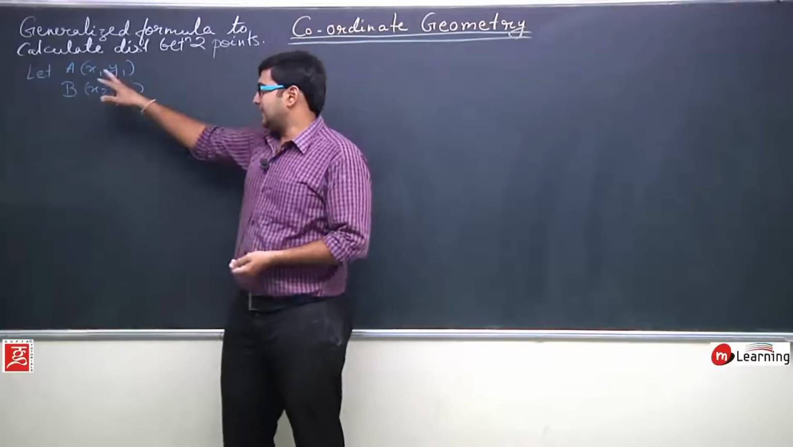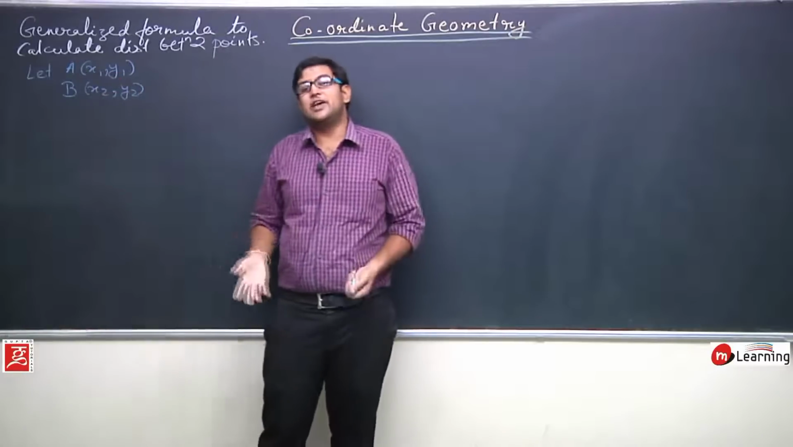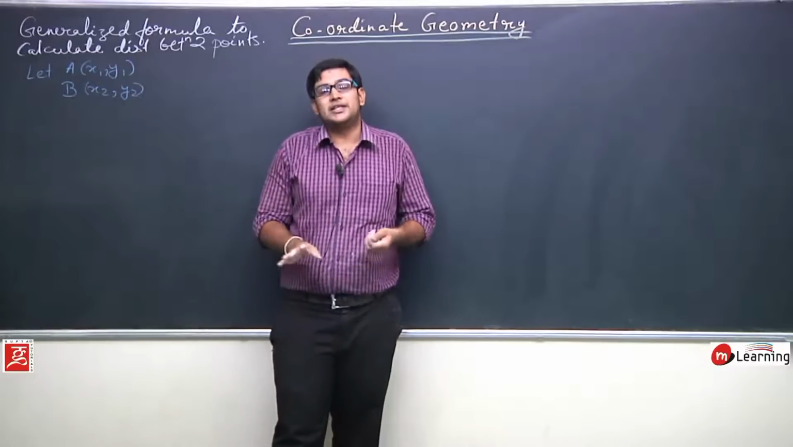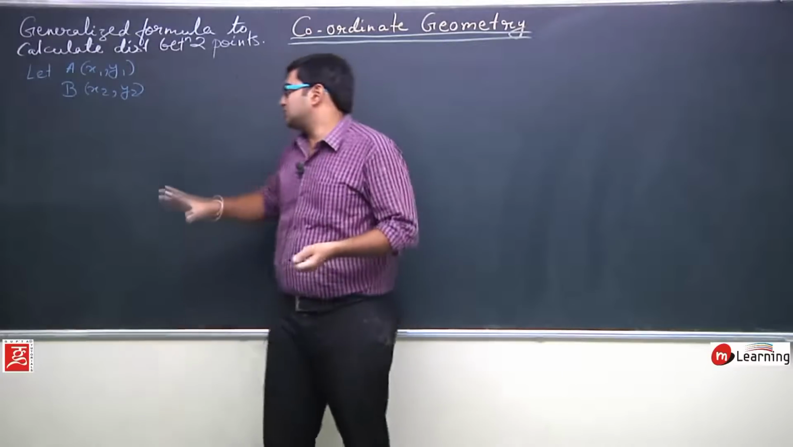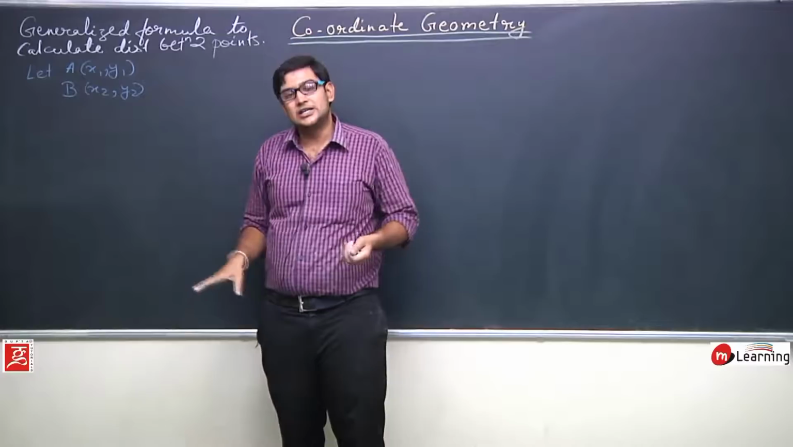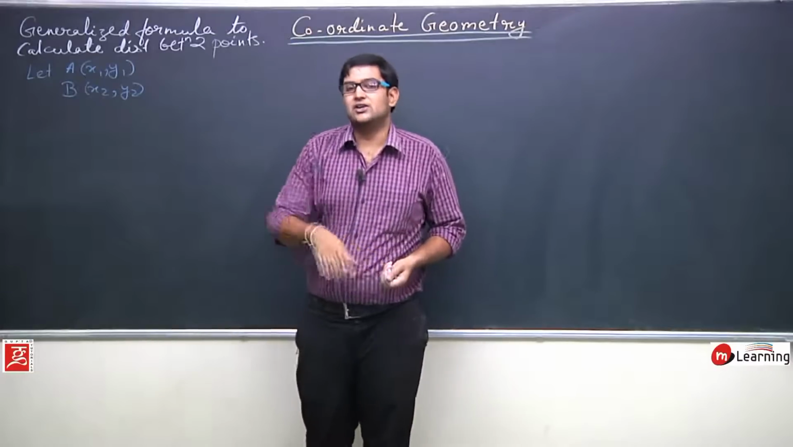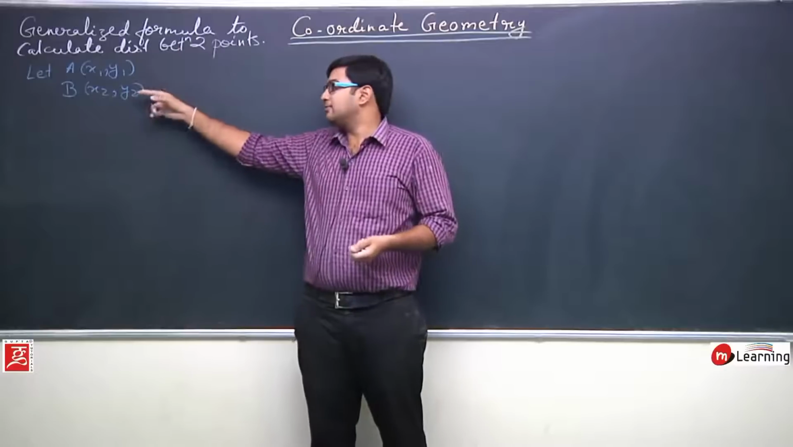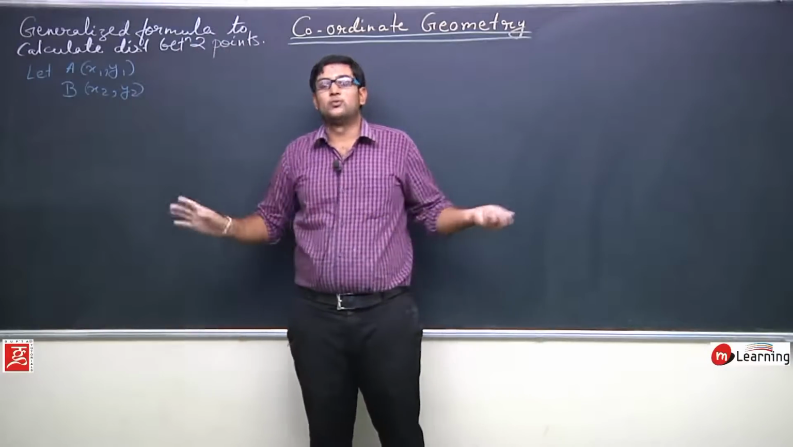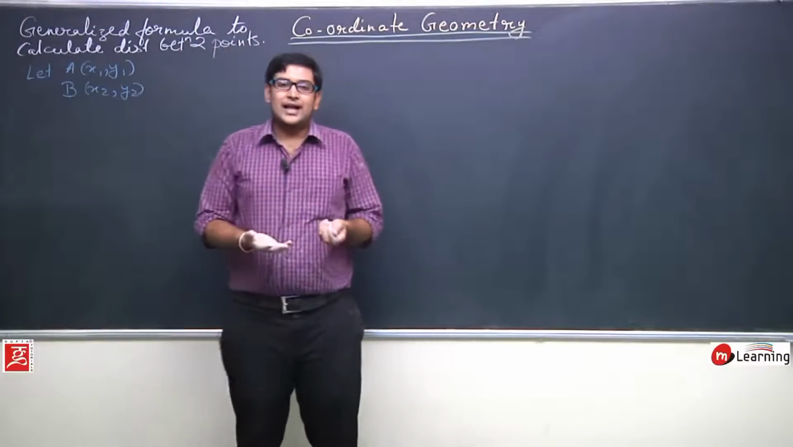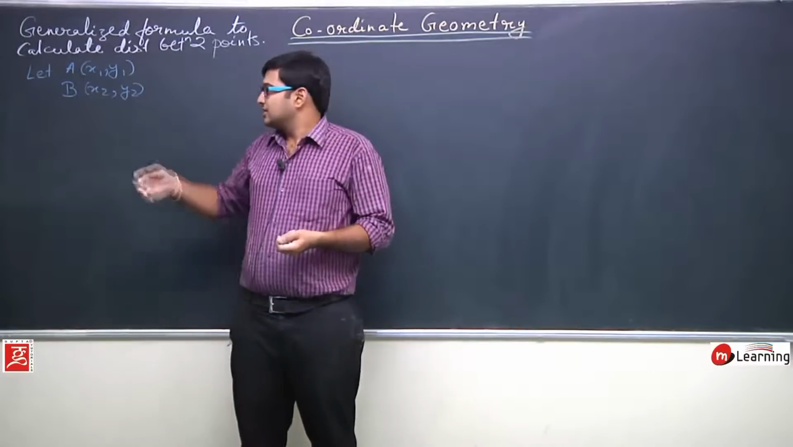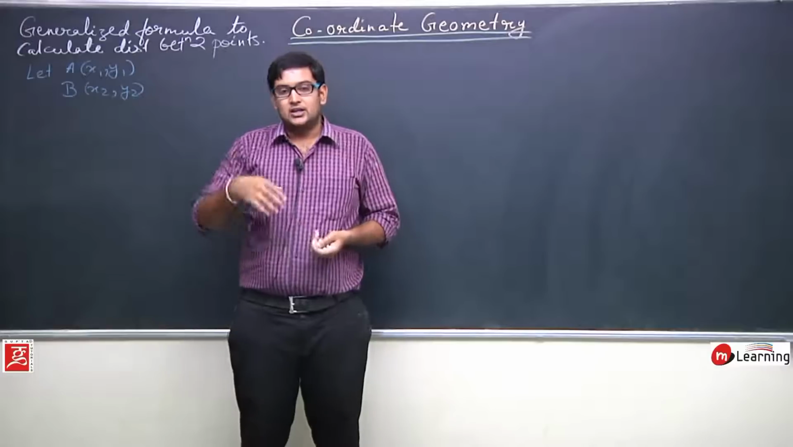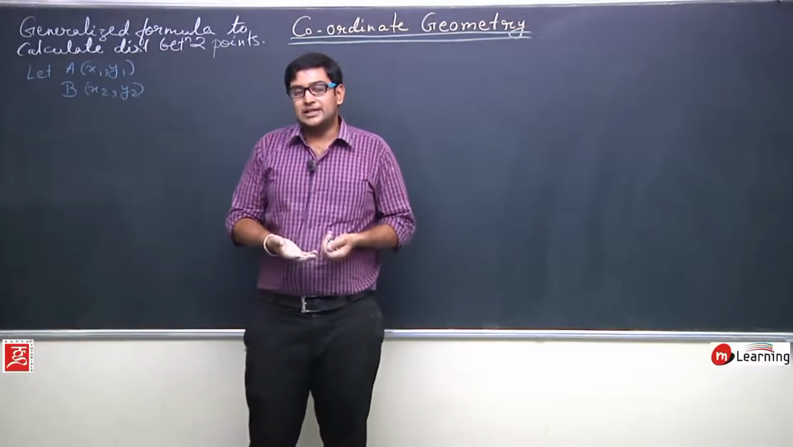Now, since A is x1 comma y1, x1 is a variable, y1 is a variable, x2 is a variable, y2 is a variable. It means I don't know whether these 2 points lie in the first quadrant or in the second or in the third or in the fourth, or maybe that A lies in the first quadrant and B point lies in the second quadrant. I don't know. Okay, what I am going to do, I am going to assume that both the points lie in the first quadrant. Okay, what we are doing, we are trying to determine a generalized formula.